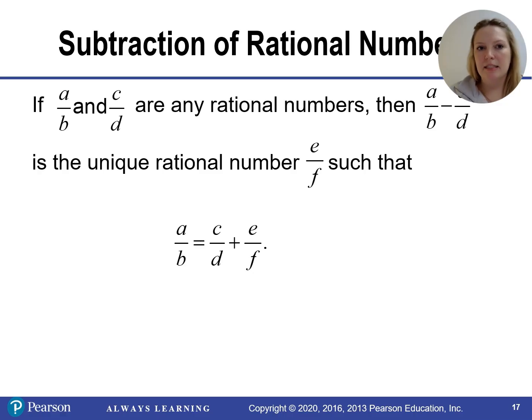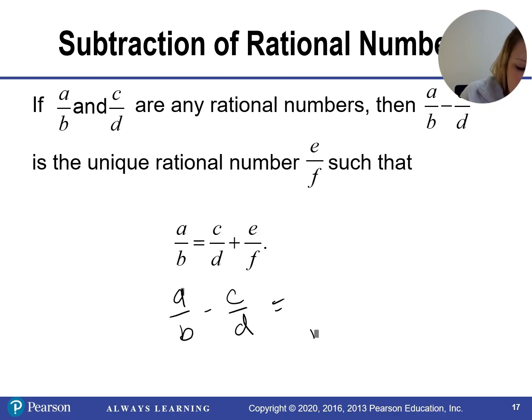And we can define subtraction the same way we did with the integers. For a over b and c over d as rational numbers, a over b minus c over d is just the unique rational number e over f, so that when we add it to c over d, we get a over b. So again, thinking of this as a over b minus c over d equal to e over f. That's the difference.